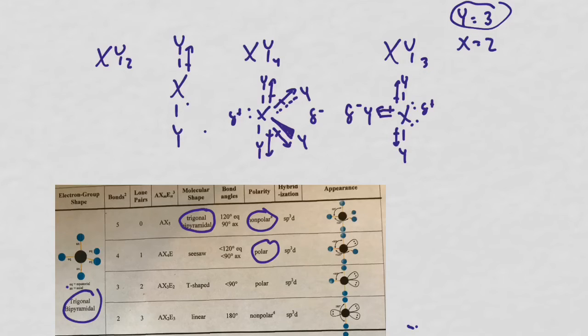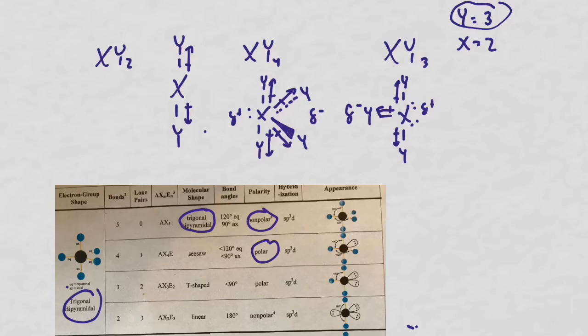It's just linear again. And as long as Y and Y are the same thing, the vectors cancel each other out. And even though you have individual bond polarities, you have a nonpolar molecule, and the angle is 180. Again, as long as you're able to use the chart, you'll be fine. You have this in CAS Learning.